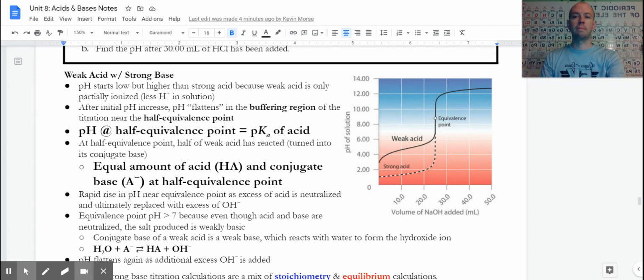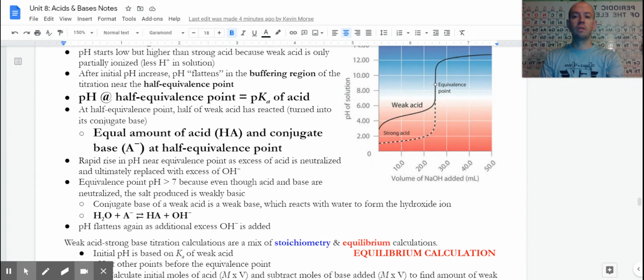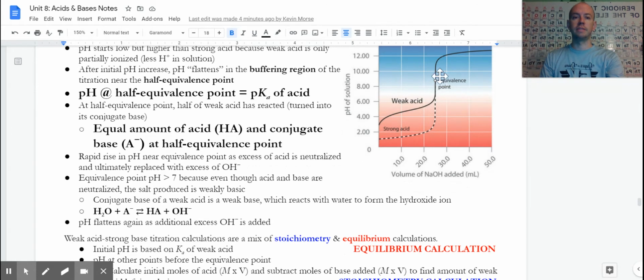We still have a rapid rise in pH at the equivalence point because our acid is no longer an excess reactant. The base is becoming the excess. For this, the equivalence point is above 7. So instead of totally neutralizing, the salt that we have produced is basic. The equivalence point's above 7 because the conjugate base of a weak acid is a weak base itself.